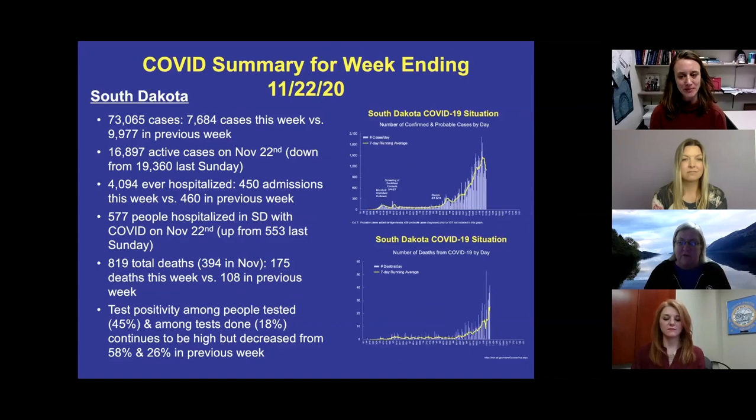As far as South Dakota, we're also seeing some drops in number of cases and also in the number of hospitalizations, but deaths have increased quite a bit this past week. We have a total of about 73,000 cases, 7,684 this past week compared to close to 10,000 in the previous week. 16,897 active cases yesterday. That's down from 19,000 the week before.